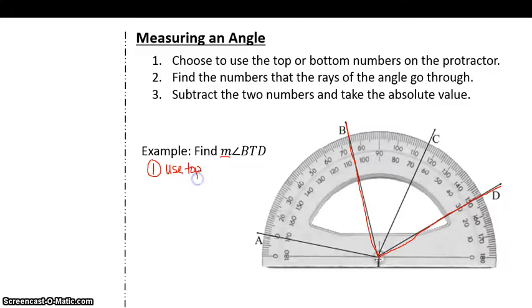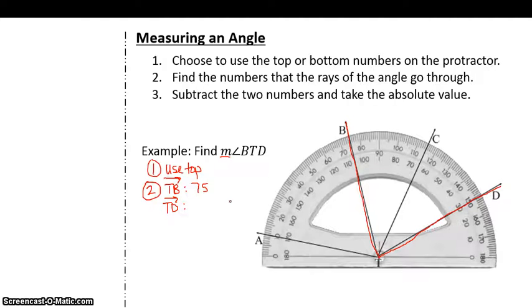You don't have to write this. I'm just kind of writing it out so you can see where each step is. Okay, step 2, find the numbers that the rays of the angle go through. So notice I've got this ray TB. So ray TB goes through, on the top, 75. Then find the other one, ray TD.